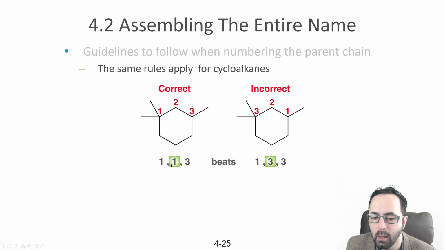So we'd say 1 and 1. This branch is on carbon number 1. And this branch here, this methyl branch, is on carbon number 3. But we number this way, 1, 2, 3, not like on the right, because then the second branch would be at the third. So the rules apply the same with cycloalkanes. The only difference is you can put number 1 anywhere on the ring. So you put it where there's a branch.